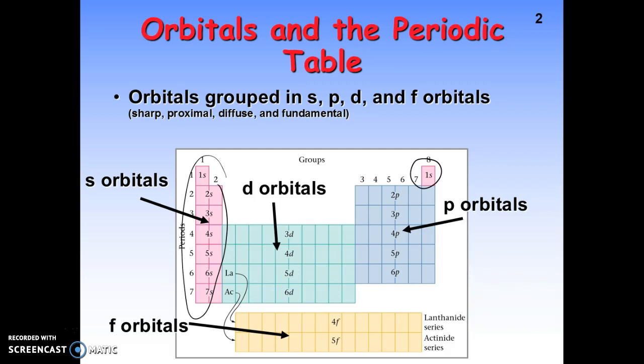Now you'll notice D's have a different number than the period. This is period 4, but that's 3D. This is period 5, and that's 4D. This is period 6, and that's 5D, and this is period 7, and that's 6D. And F's get even stranger because this is in the 6th period, but 4F and 5F. All review should be at least for you.